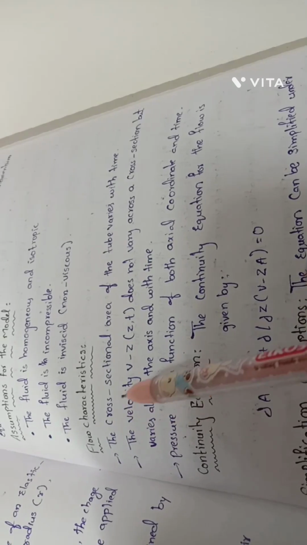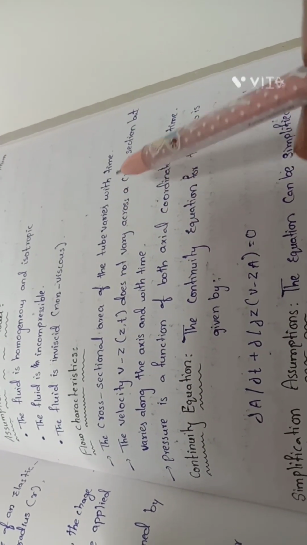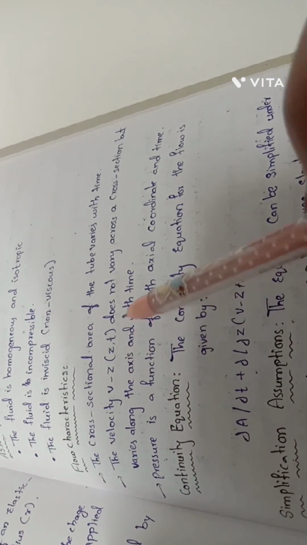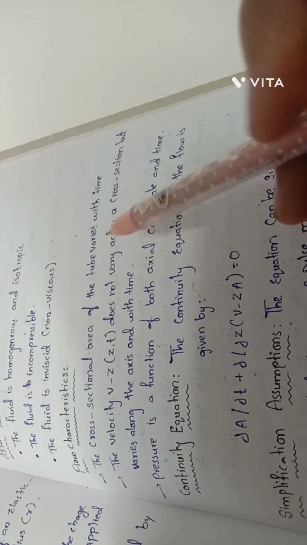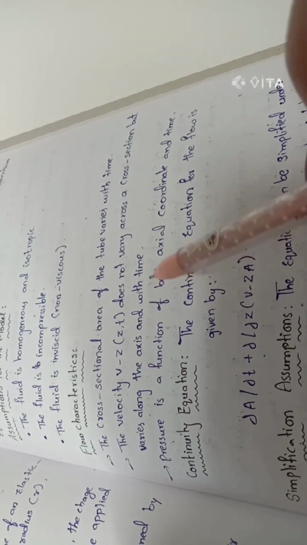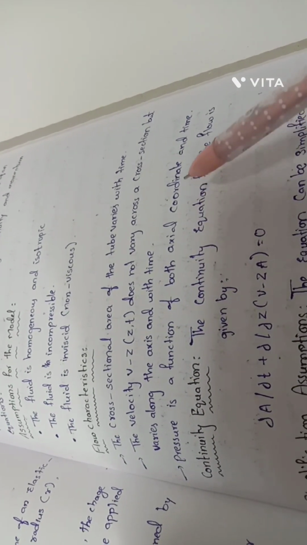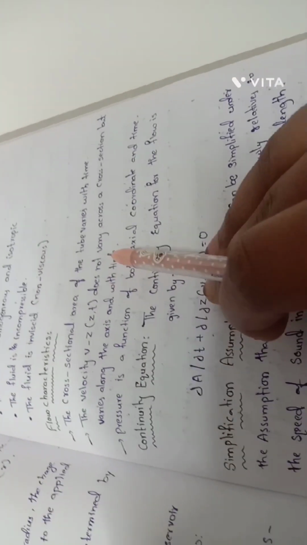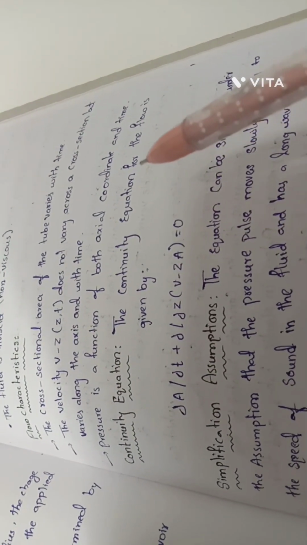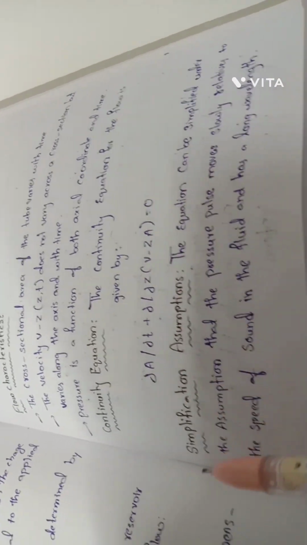Flow characteristics. The cross-sectional area of the tube varies with time. The velocity v_z does not vary across any cross section but varies along the axis and with time. Pressure is a function of both axial coordinate and time. Continuity equation. The continuity equation for the flow is given by the following equation.